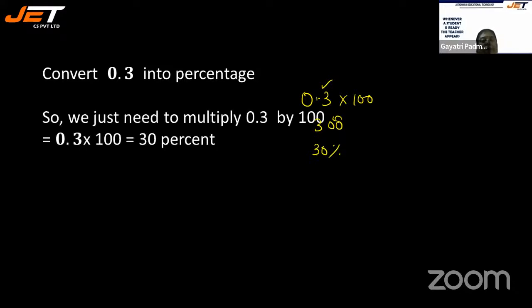See the next sum, 0.3. I'm sure you will be able to do this, a very simple sum. So 0.3 into 100 is nothing but just multiply. 0.3 into 100 is 3, and 3 into 100 is 300. After the decimal, you have only one place, so just leave one place and put this, 30%. So this is how you arrive at your answer.